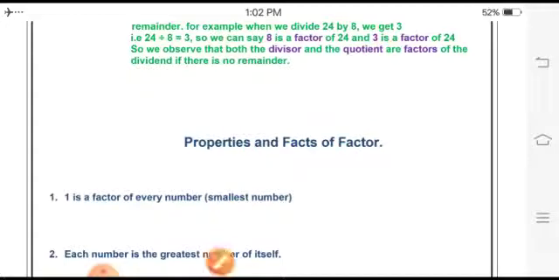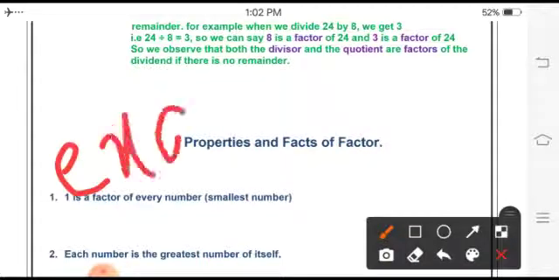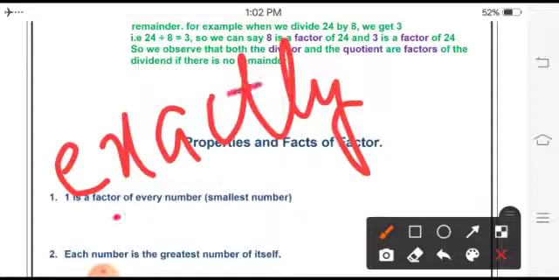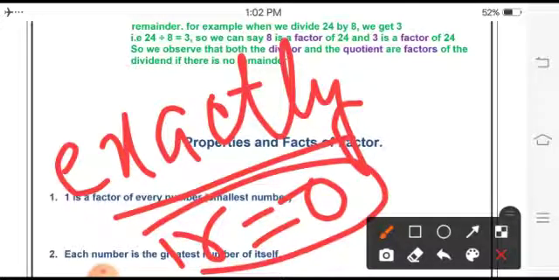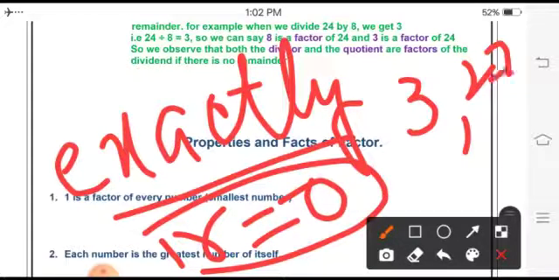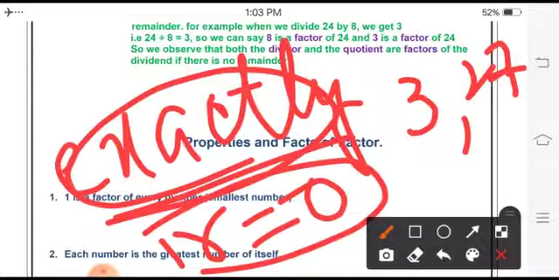So when I make use of the word exactly, it means that when we divide, the remainder is 0. Exactly means whenever we divide, the remainder is 0. When I say 3 divides 27 exactly, it means when we divide 27 by 3, we get remainder 0. If I say 25 is not divided exactly by 2, it means division is possible, but we don't get remainder 0, we get some non-zero remainder. This is what the word exactly means.